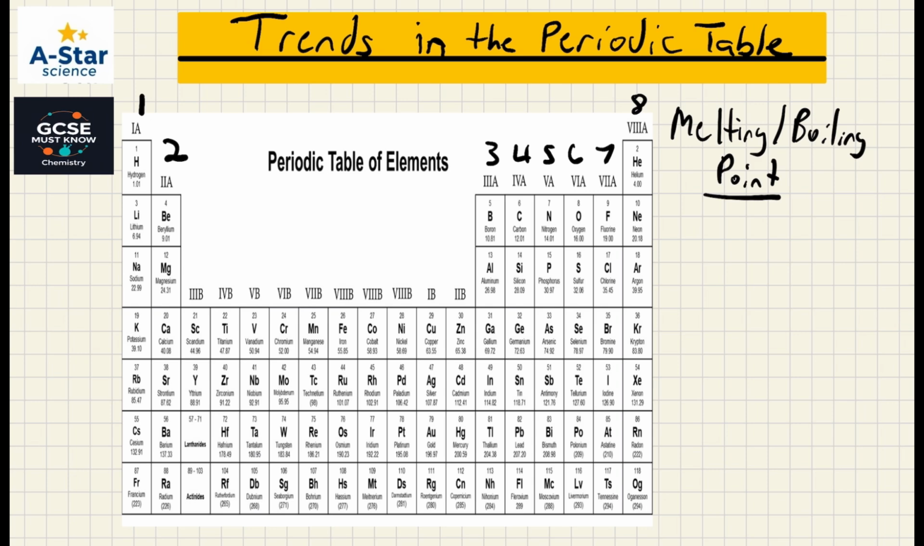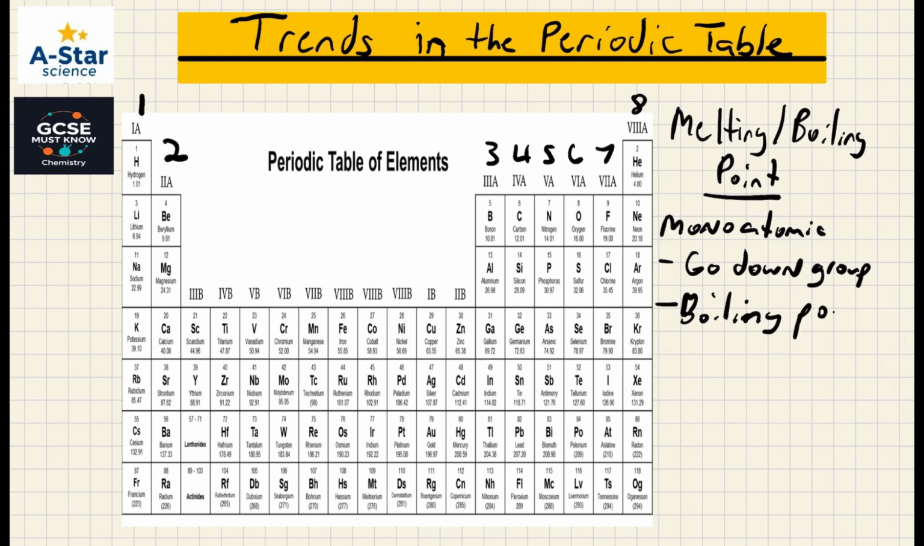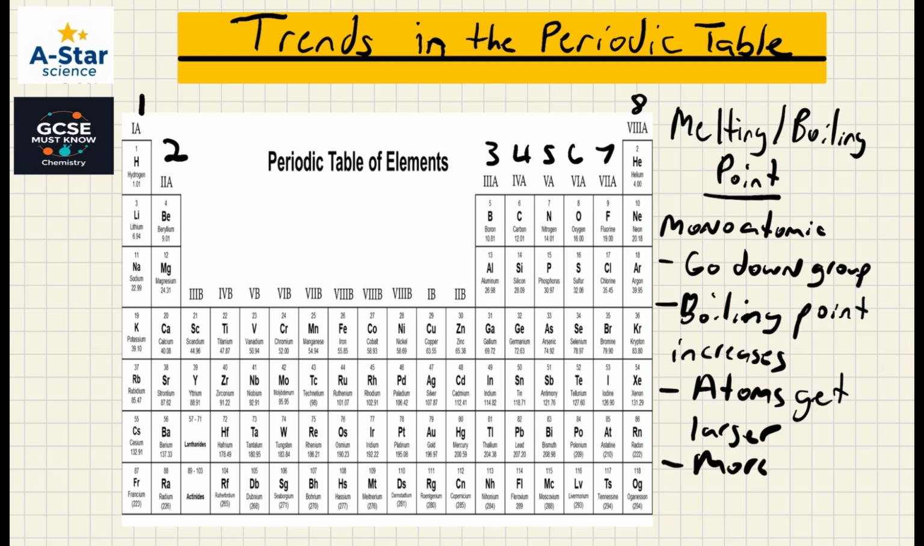The last trend that we want to focus on is the melting and boiling point of group 8. So group 8 also is similar to group 7. These form monoatomic particles because they're unreactive, so they are monoatomic. And as you go down the group, the boiling point actually increases as well. And this is because the atoms get more shells, which means they get larger. And again, that means there are going to be more intermolecular forces, which require more energy to overcome.